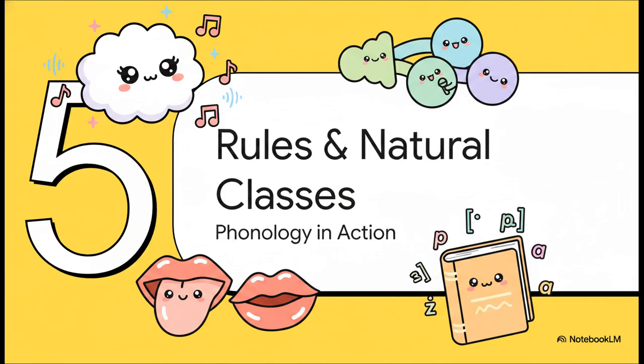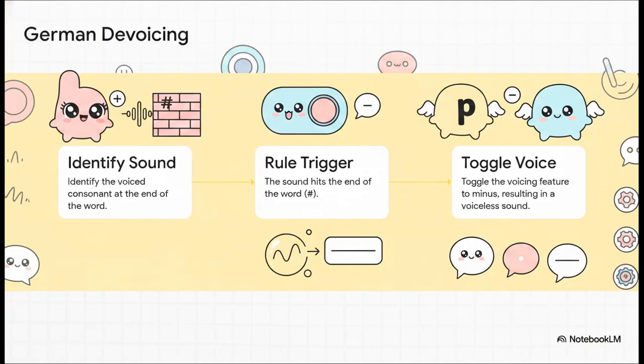Phonology in action. You might be wondering, okay, why do these microscopic toggle switches matter outside of a textbook? Well, let's look at a real-world plot twist from the German language. German has this specific phonological rule for words that end in a voiced consonant, like the word grob, spelled with a B at the end. The rule basically says that when a voiced consonant hits the absolute end of a word, you just toggle that voicing feature to minus. That's it. So the B, which has positive voice, flips to a negative voice and actually comes out sounding like a P.